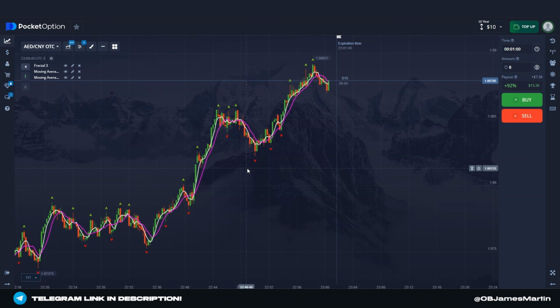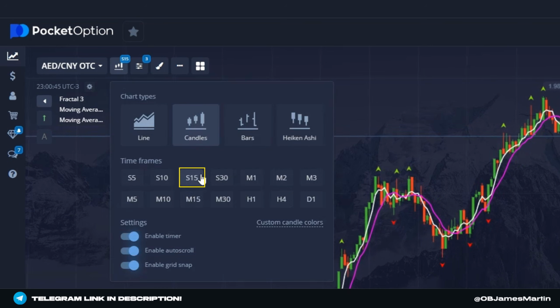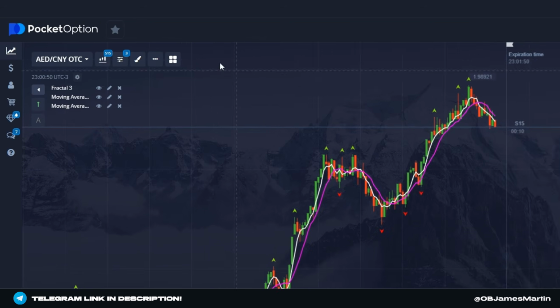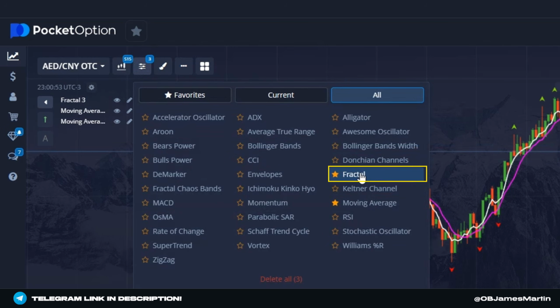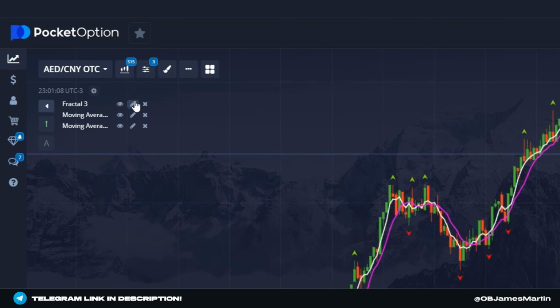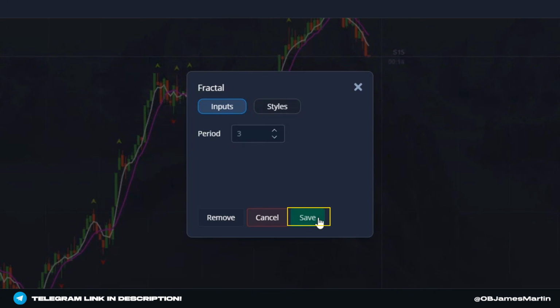For such a small balance, I use a quick strategy with the time frame of the candles at 50 seconds. In the indicators section, I will include the fractal and 2 moving average lines. I use only these 3 indicators to find profitable signals. For the fractal, I will set the period to 3, and the style I just leave as default, then click save.